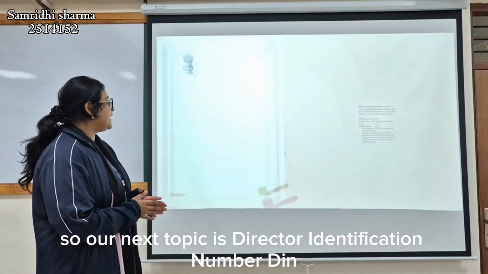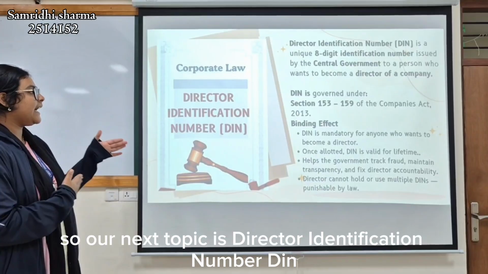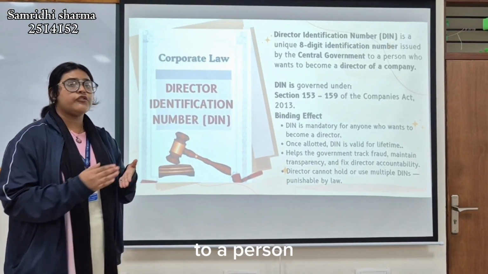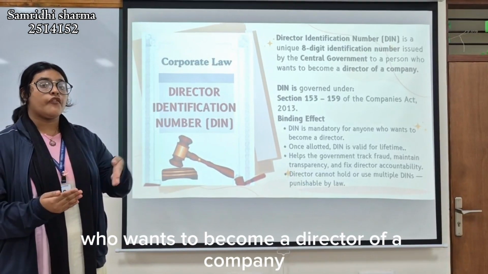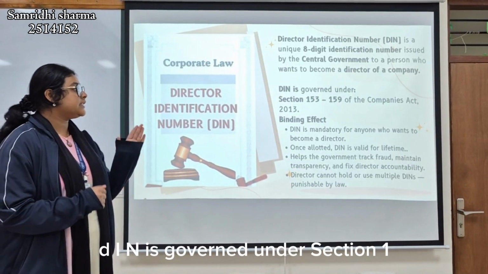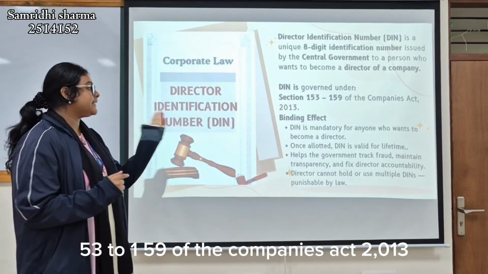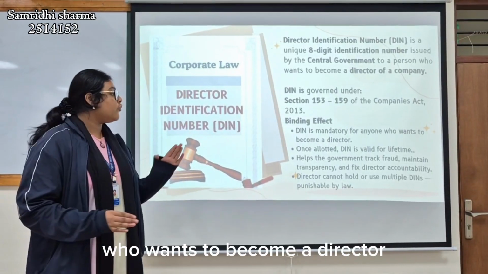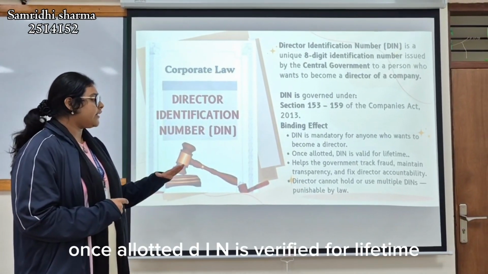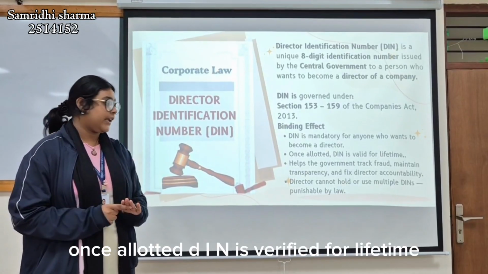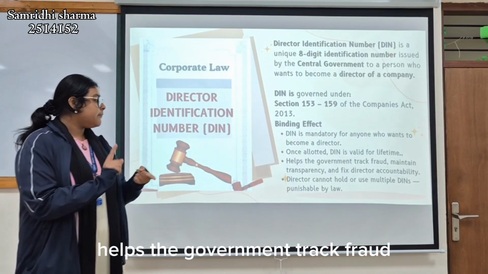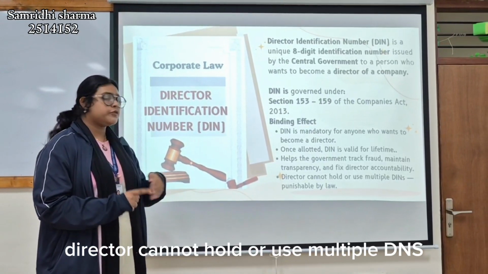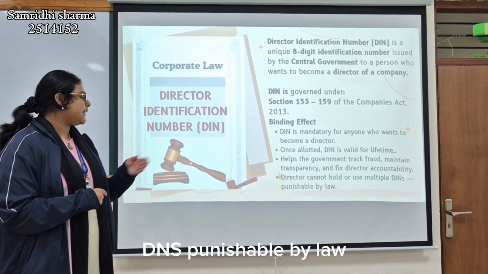So our next topic is Director Identification Number, DIN. DIN is a unique 8-digit identification number issued by the Central Government to a person who wants to become a director of a company. DIN is governed under Sections 153 to 159 of the Companies Act 2013. Its binding effects are: DIN is mandatory for anyone who wants to become a director. Once allotted, DIN is valid for lifetime. It helps the government track fraud, maintain transparency and fix director accountability. A director cannot hold or use multiple DINs, which is punishable by law.